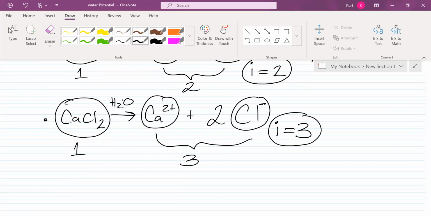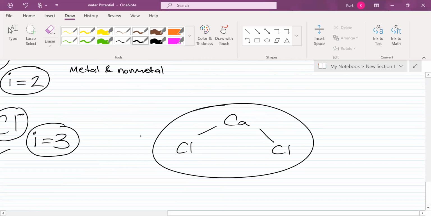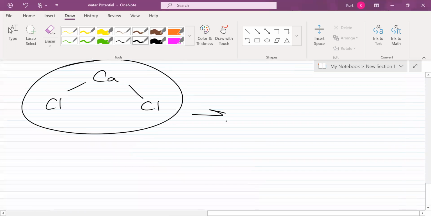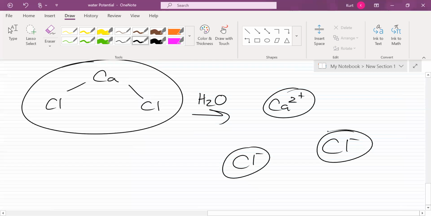I heard someone say 4, so I need to clear that up. If I were to draw calcium chloride, here's calcium. It's bonded to 2 chlorides. Altogether, it's 1 unit. But when you throw it into water, it's going to break apart into the calcium ion, a chloride ion, and a chloride ion. How many units did it become? It ionized into 3 different ions. So we would say that the ionization constant is 3 in this case. Are there any questions with that?